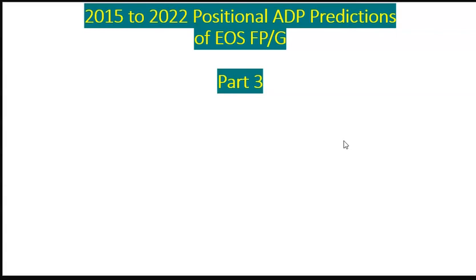Positional predictions using preseason ADP, looking at it as a reference class forecast from 2015 to 22, hopefully giving us insight into this year's draft. Please watch 1 and 2, especially 2. Two's kick butt. We are continuing with wide receivers.